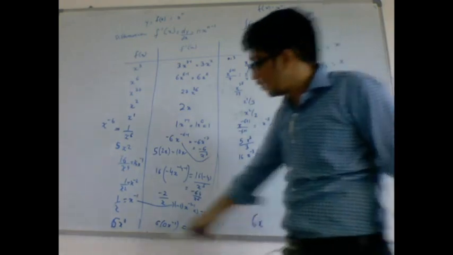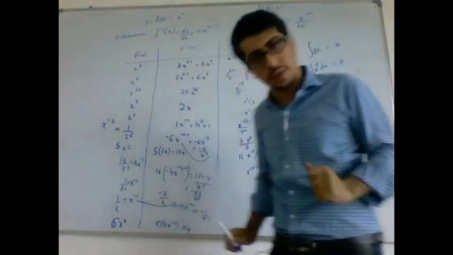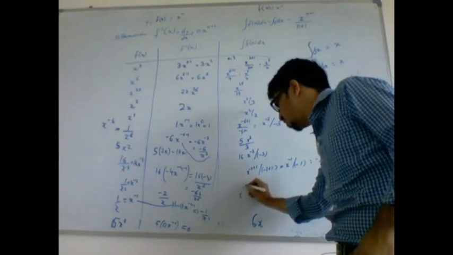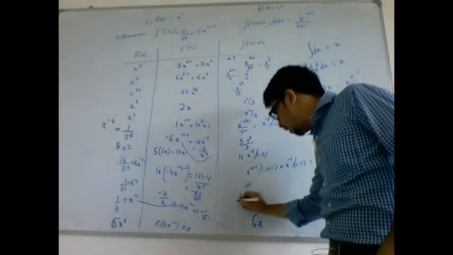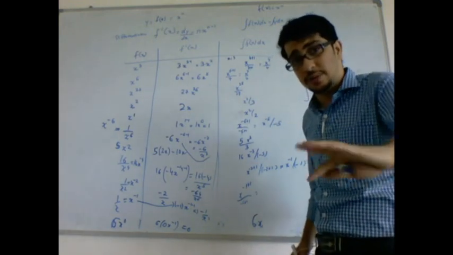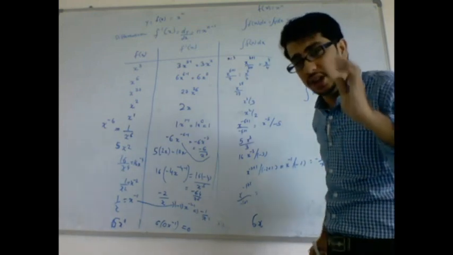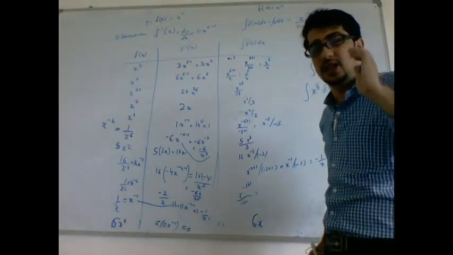Now the main question is for this 1 by x: what is the integration of 1 by x? So x power minus 1, x power minus 1 plus 1 upon minus 1 plus 1. Here the denominator gets 0. So 1 upon 0 is infinity. So the integration of 1 upon x dx is infinity, it is undefined. So we can't do that.